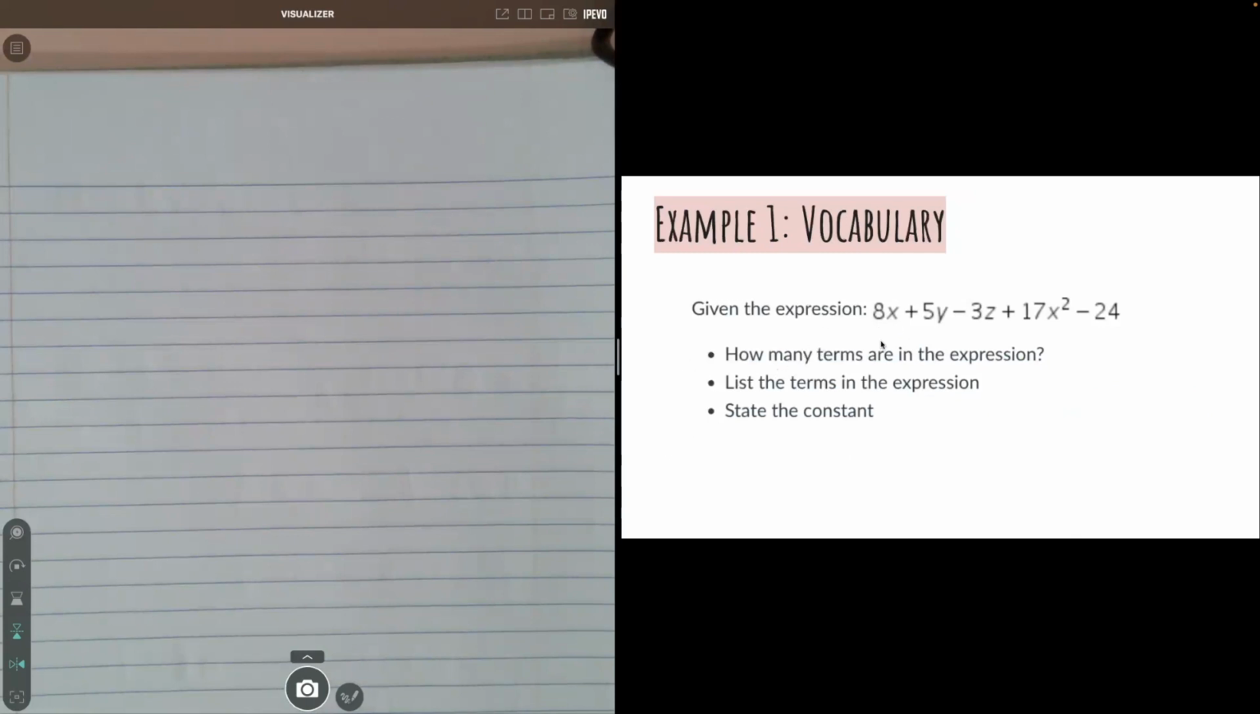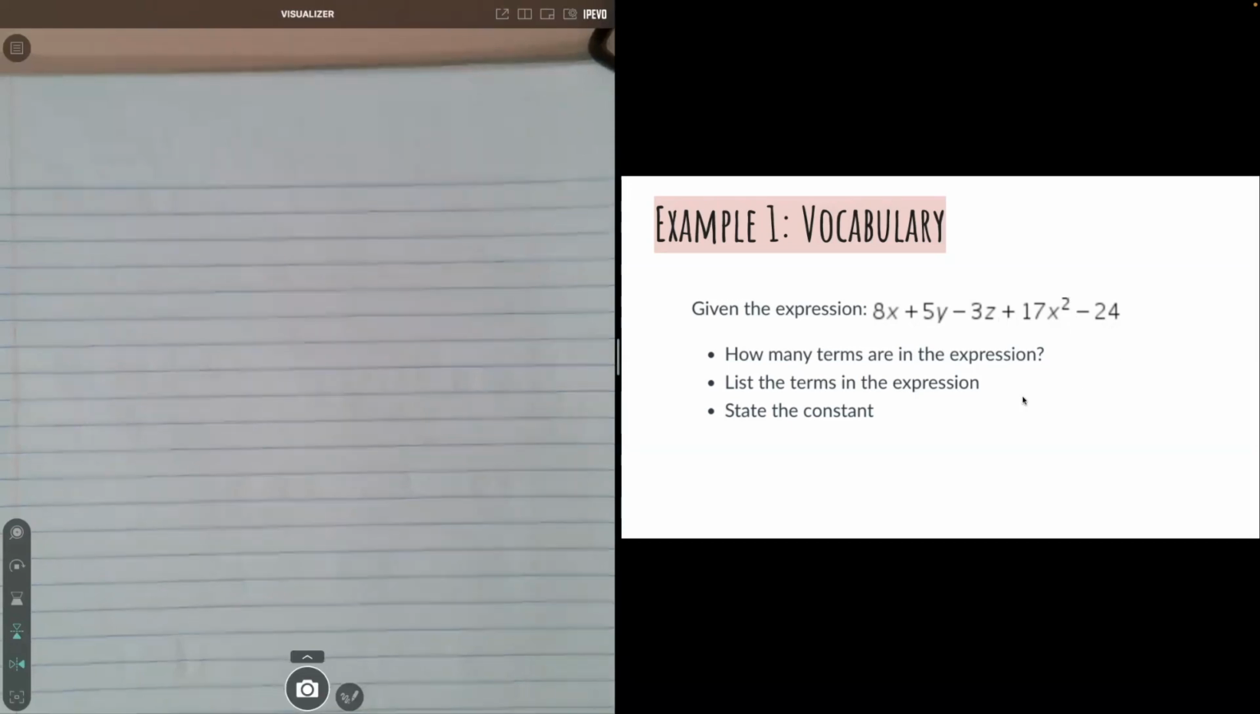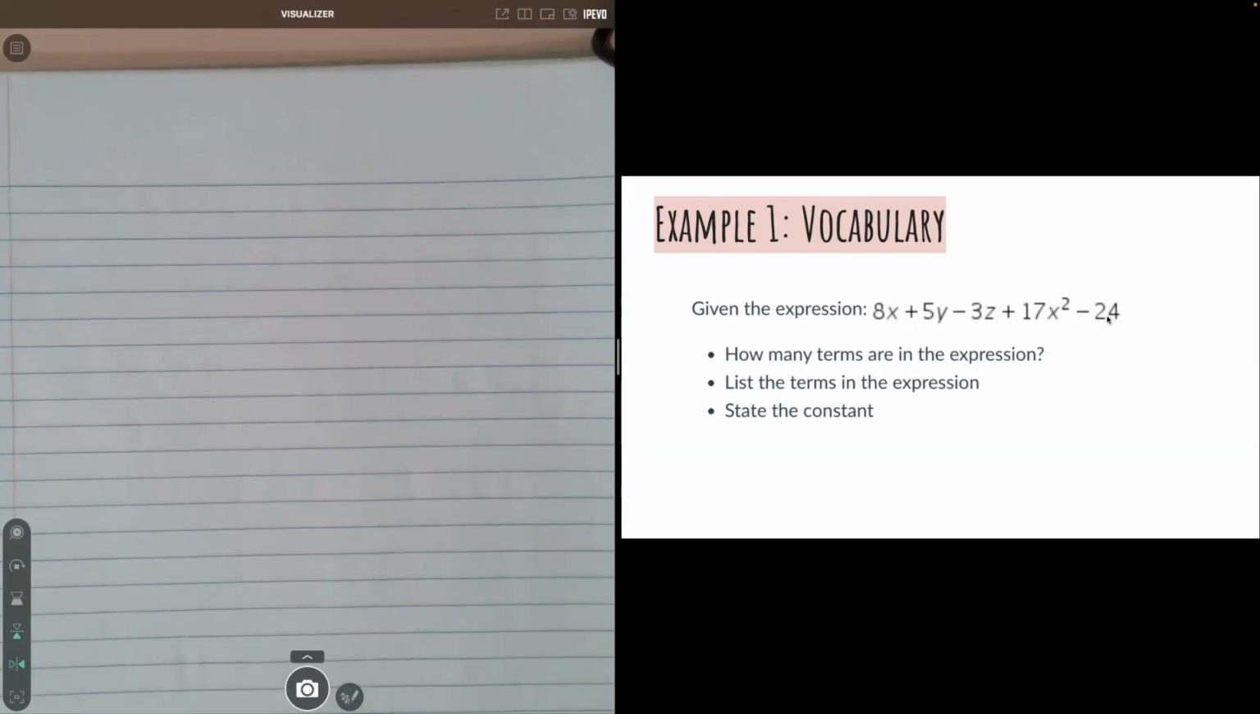So here we have this expression, and it's asking us how many terms are in the expression. So we'd say 8x is one, 5y is another one, negative 3z, positive 17x squared, and negative 24. Those are our terms. I'm listing the terms, and that means we're just going to count the ones separated by positives and negatives, or plus and minus signs. 1, 2, 3, 4, 5 terms.